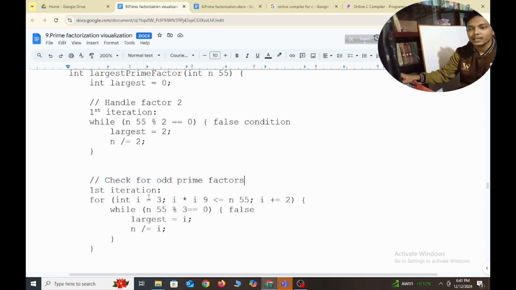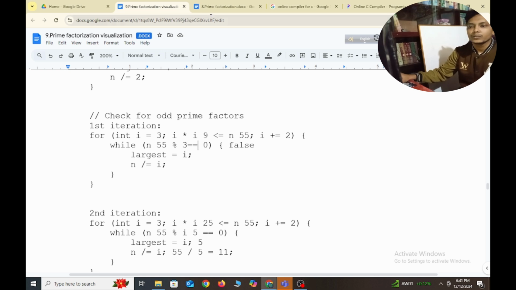In the first iteration, i starts from 3, and 3 into 3 is 9. 9 is less than or equal to 55. This condition is true, right? So now we will enter into here. 55 modulus 3, this is false, guys. 3 can't evenly divide this 55, right? So this should be false.